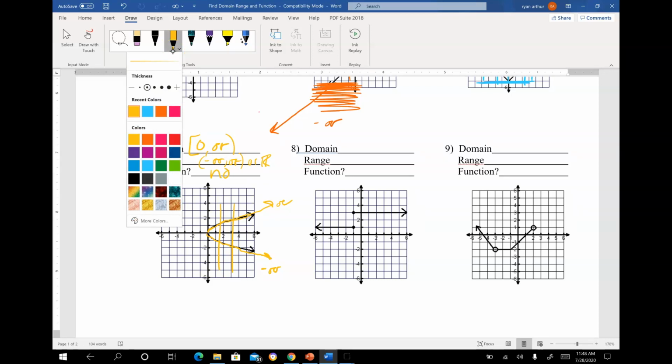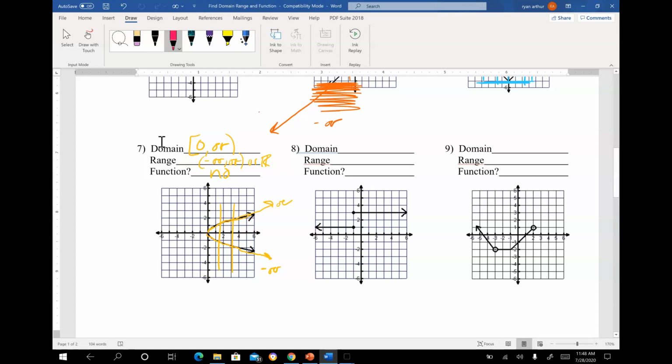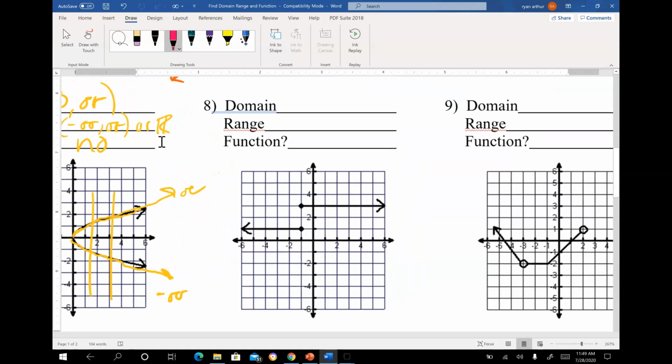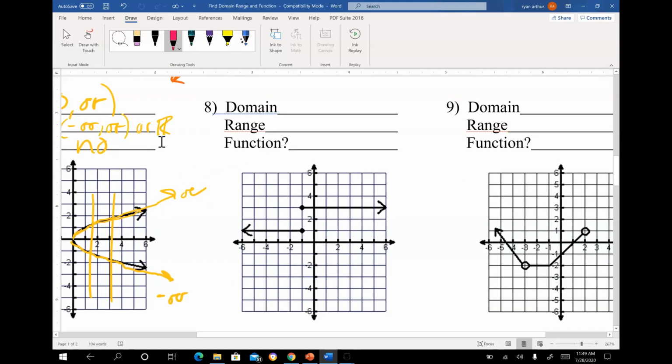Domain and range is very visual. All right. So the domain here, okay? All right, so this one's a little bit different. It's not a continuous function. And we're going to do more of these when we get to the piecewise section, but I did want to show you one right now.